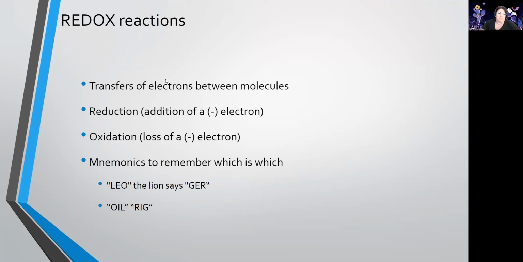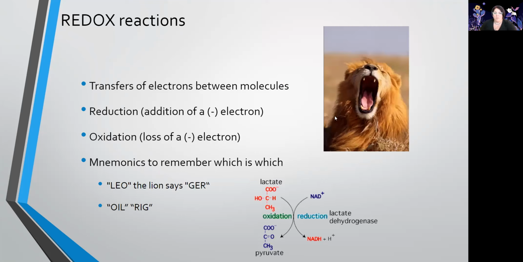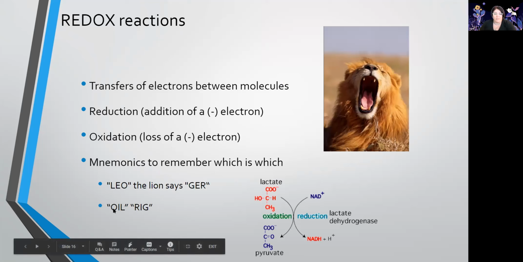Okay, and the final type of bioenergetics information we're going to look at is redox reactions. Redox is short for reduction and oxidation, and this is looking specifically at the transfer of electrons between molecules. The easy way to remember this is LEO says GER, or OIL RIG. OIL RIG is the one that helps me the most.